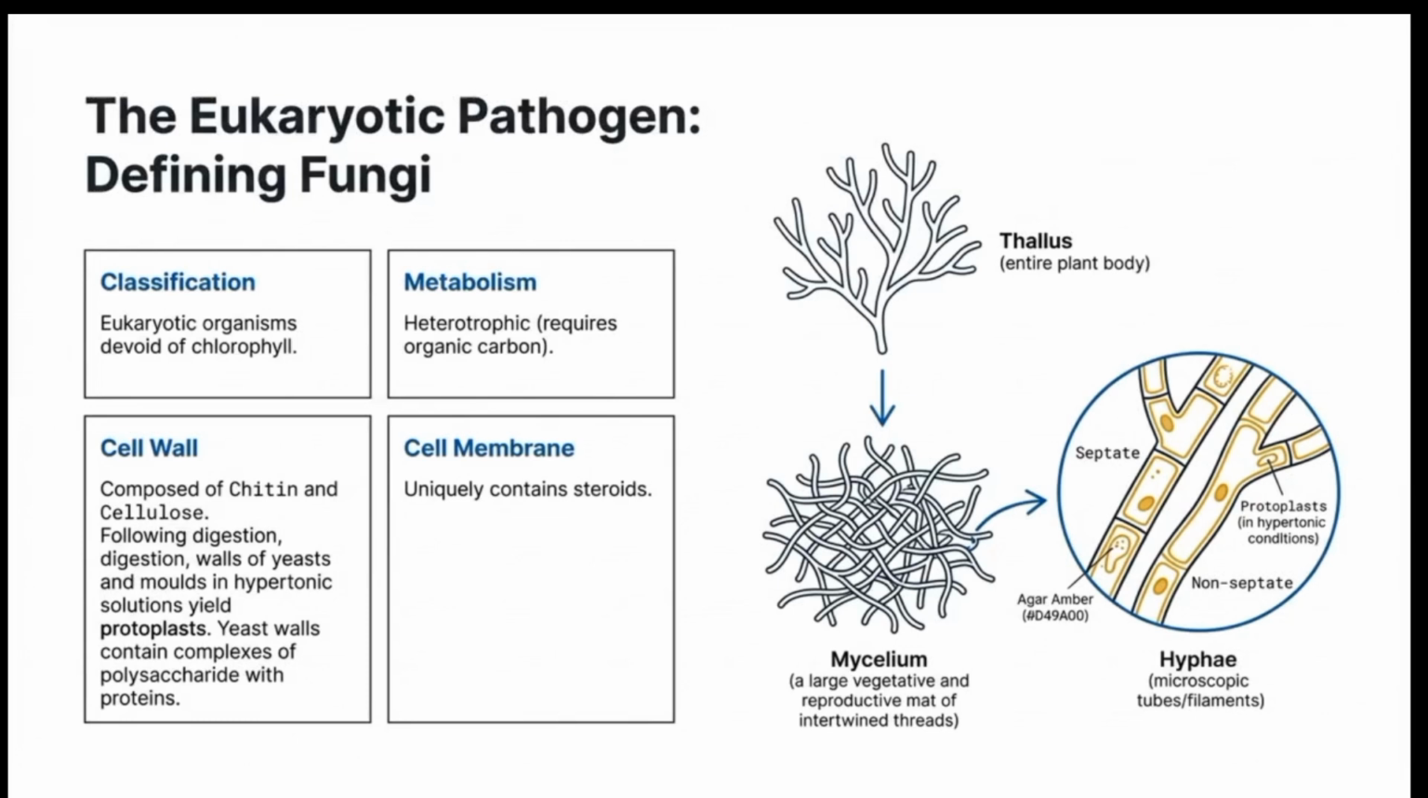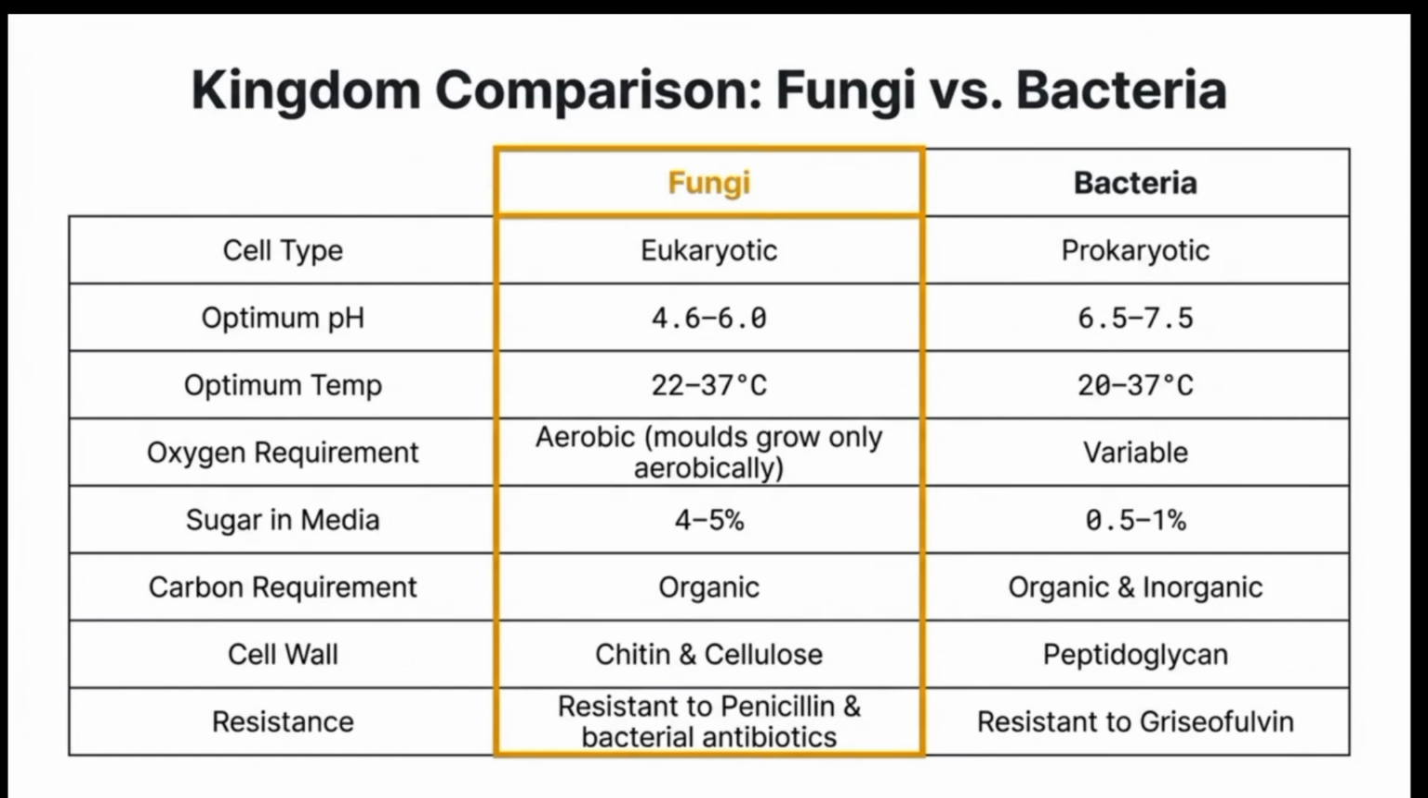Right. And if you put these fungal walls into a hypertonic solution to digest them, you get these bare cellular units called protoplasts. Plus, unlike bacteria, their cell membranes uniquely contain steroids. Which is huge. If we connect this to the bigger picture, these structural choices dictate the entire field of clinical mycology. How so? Well, why doesn't penicillin cure a fungal infection? Because it's the wrong tool. Exactly. Bacterial antibiotics, like penicillin, are engineered to destroy a specific chemical in bacterial cell walls called peptidoglycan. Fungi don't use peptidoglycan, they use chitin.